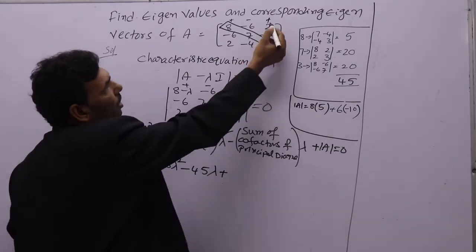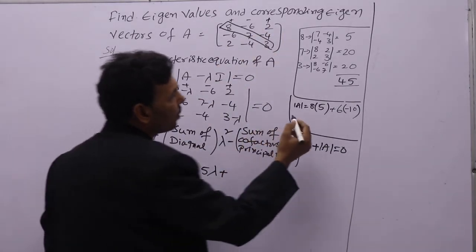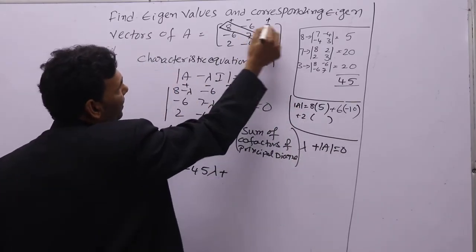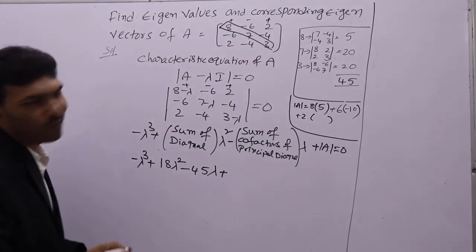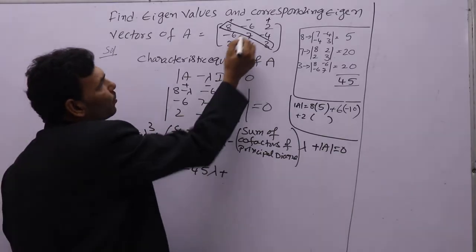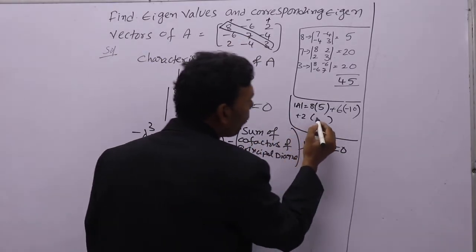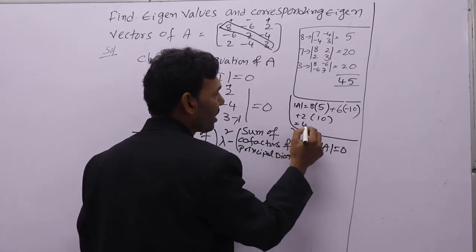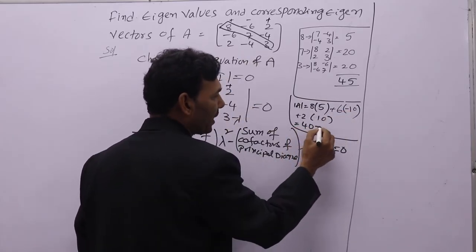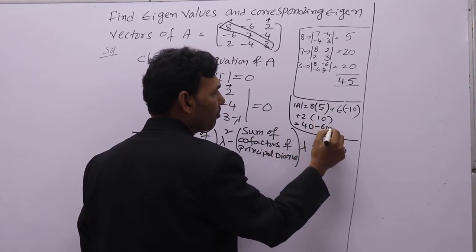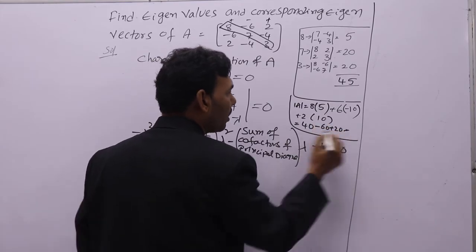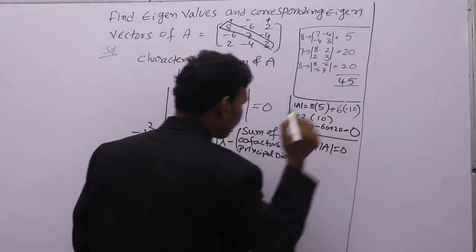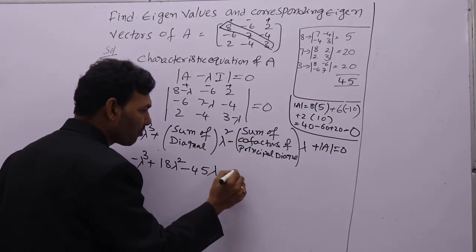Next, plus 2. Plus 2's corresponding column and row are eliminated. This 6 4s are 24, minus 7 2s are 14. 24 minus 14, you will get 10. So 8 5s are 40. Plus into minus, minus 60. Plus 2 10s are 20. 40 plus 20, 60. 60 minus 60, 0. So det A for this is 0.